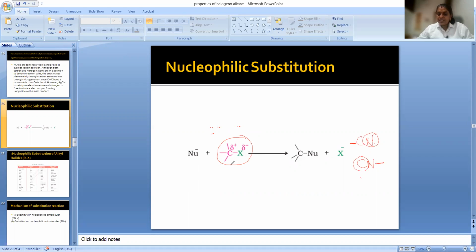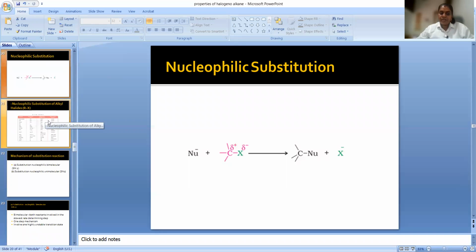A positive center is available here, right? So the nucleophile will attack this positive center, and the halogen will leave because pi bonds are not possible on carbon. The nucleophile will attack the carbon and form a new molecule, and at the same time X will act as the leaving group and leave. That is the nucleophilic substitution reaction.